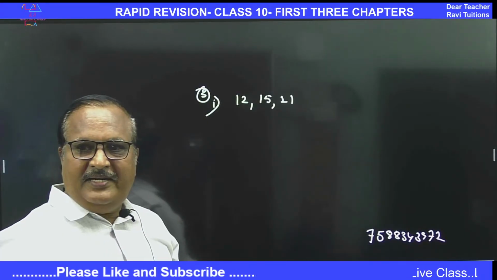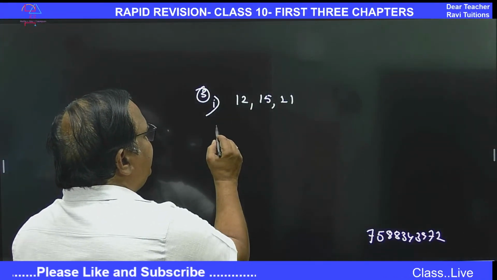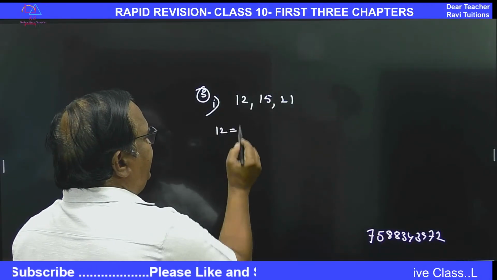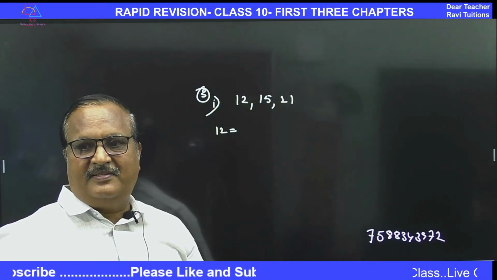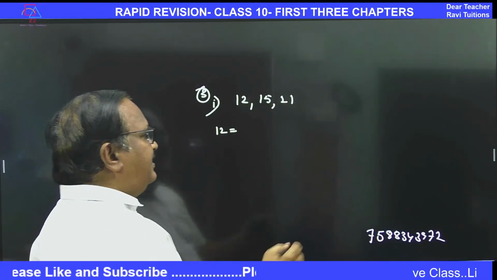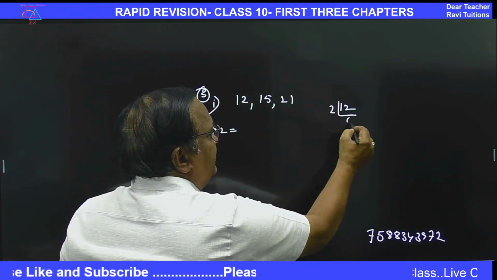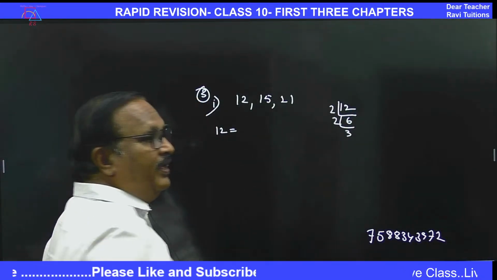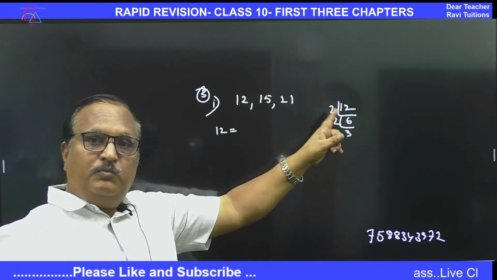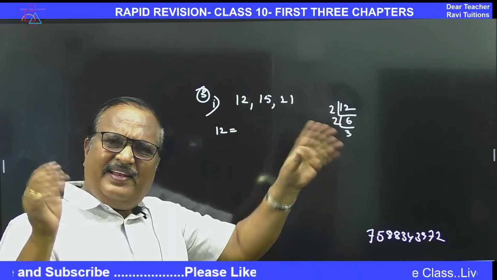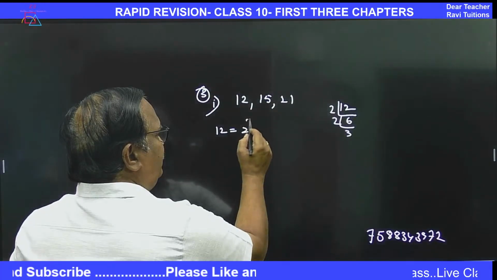Yeah, Spider is doing very fast. So now the first step: you have to write it as a product of prime factors. There is only one method: 12, 2, 6, 2, 3. You have to show this here only, even in the exam. Many students do this somewhere else and write these prime factors here. So 2 square into 3.